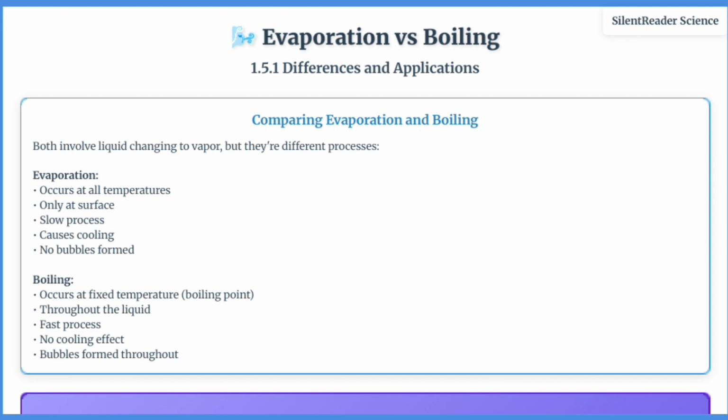Evaporation is used in drying clothes, cooling water in earthen pots, and regulating body temperature. Boiling is used in cooking, sterilizing water, and industrial processes. Traditional knowledge, like using earthen pots for cooling water, shows how people have used evaporation principles for centuries. This chapter helps us understand the fundamental nature of matter and its behavior in our daily lives.